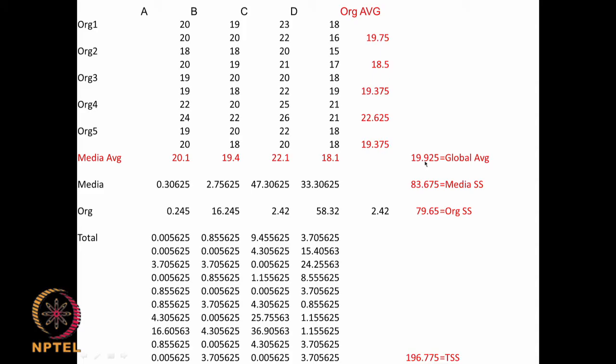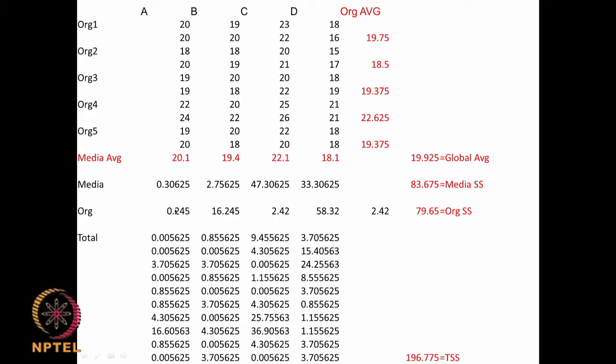Okay. Now I need to find out media sum of squares. You all know how to do it, right? You have done it now many times. So what do I do? I have average for each one of the media. So what do I do? I subtract from this the global average, square it up, and multiply by 10. Why? Because there are 10 data points here. 10 into (20.1 minus 19.925) square, 10 into (19.4 minus 19.925) square, and so on. So for the media you get 4 terms, you add up all of them, that gives you media sum of squares, understand. So that is called the media sum of squares.